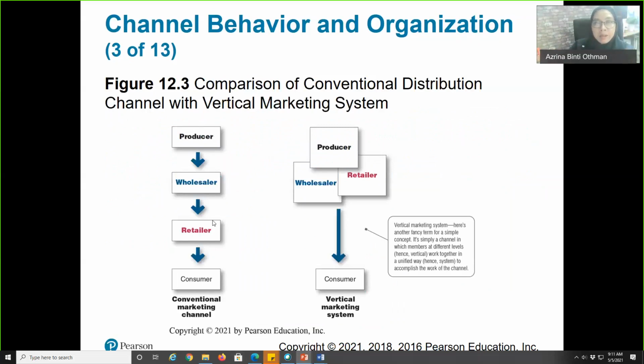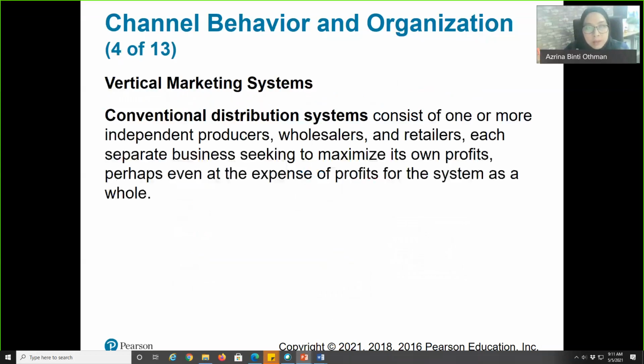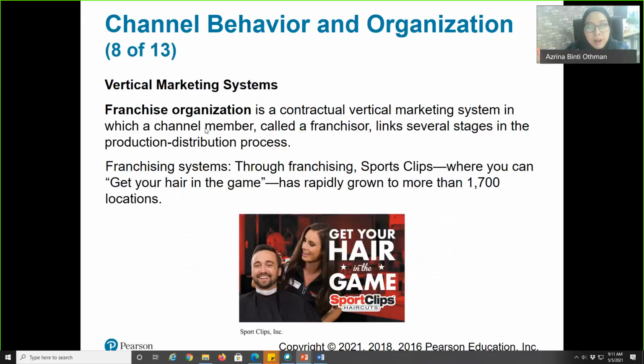Retailer hanya terima, beli barang secara bulk, in big quantity, and then dijual kepada consumer, end user. Tapi dia tak tahu apakah ingredients, raw materials, how about the quality control, tak ambil tahu langsung. Bila ada complaint daripada consumer, barulah tercari-cari macam mana nak cari penyelesaian. So, untuk vertical marketing system, dalam contract tu semua dah termaktub. So everyone, either you are producer, wholesaler, or retailer, you must know the whole system, the whole process. Okay, so this is another type of VMS, which is franchise organizations.